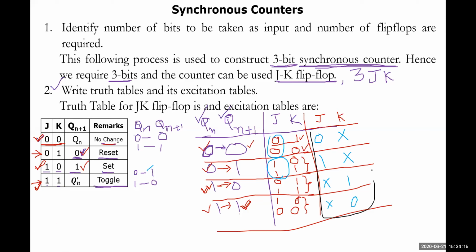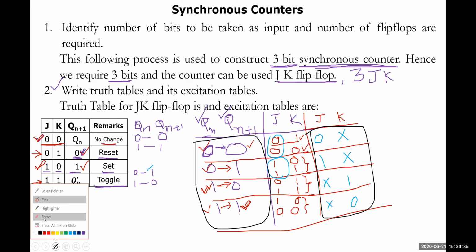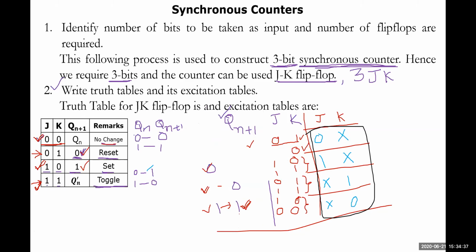So these are the inputs for getting these outputs here. This is what the excitation table is about. I have already drawn it; for explanation purposes, I have written on this particular area. Let me erase everything, then I will show you how things happen here. Okay, so look at this.